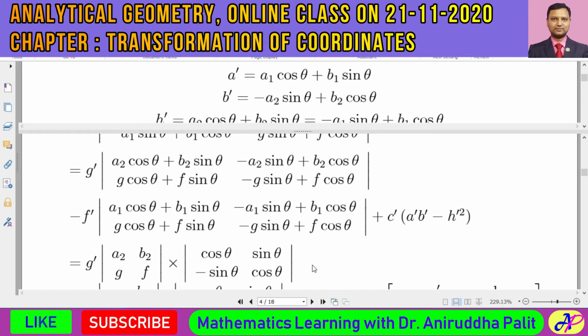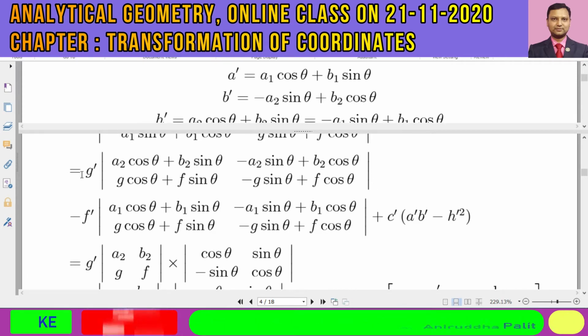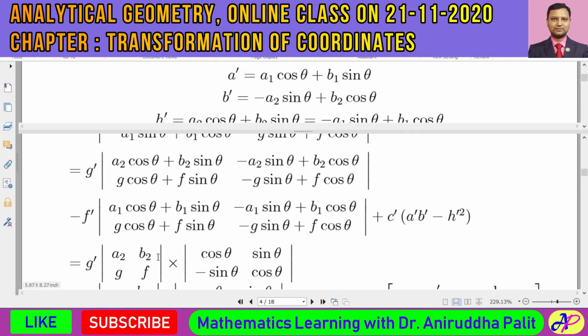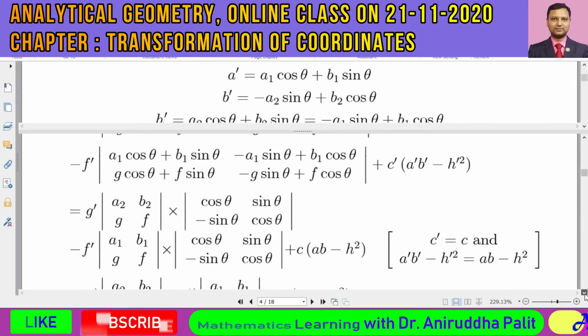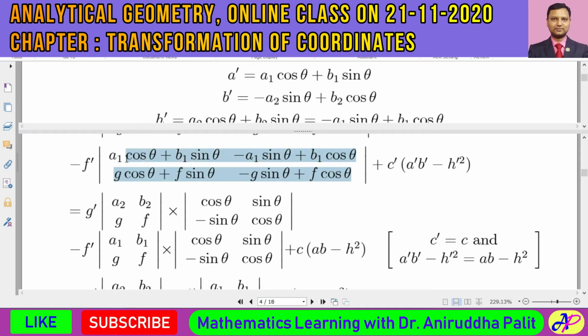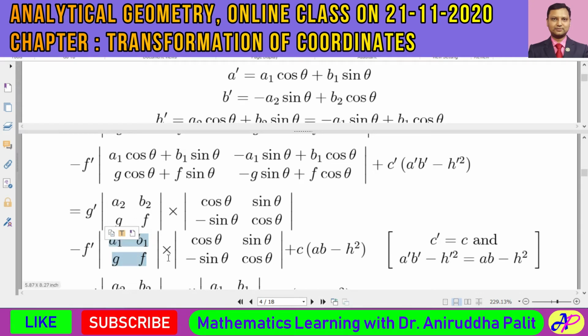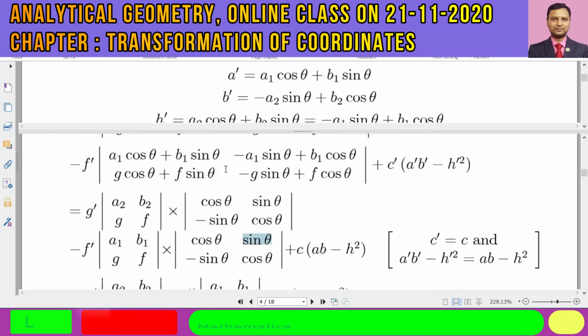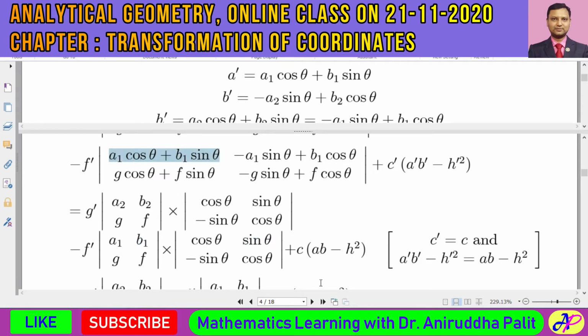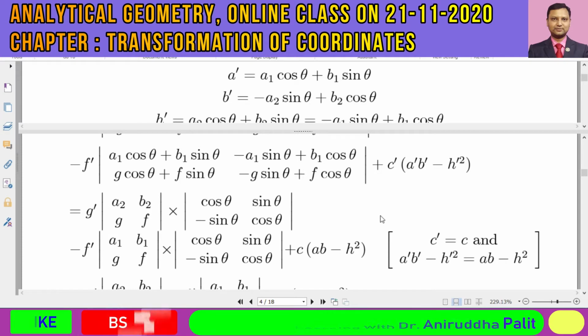So what we observe is that this determinant, the coefficient of g prime, can be written as the product of two determinants. And similarly, if you consider this second expression over here, this can also be written as the product of these two determinants. One is this determinant and another is this kind of determinant. You can match this one: a1 into cos theta plus b1 into sine theta would give us this kind of expression, and so on. I'm not going into the detail of this multiplication.